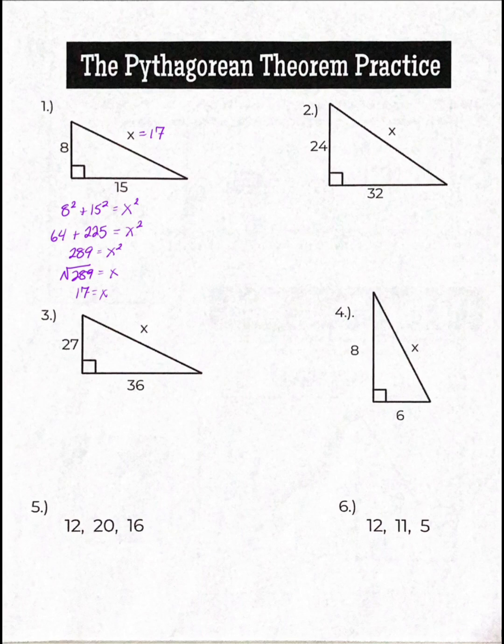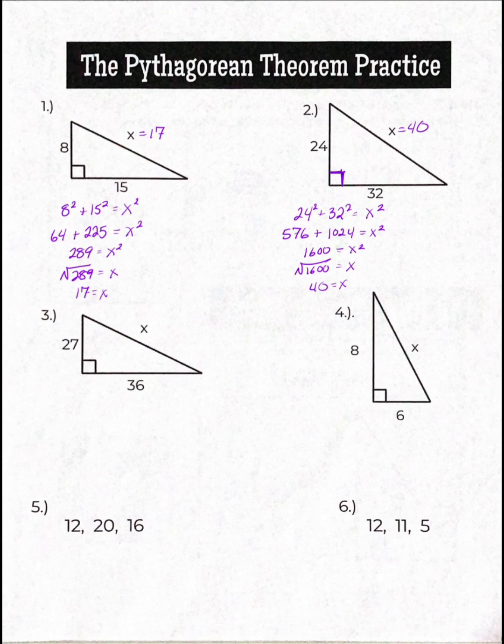Number 2 over here, again, this square tells me it's a right triangle, leg and leg, so 24 squared plus 32 squared equals x squared. 24 squared is 576 plus 32 squared is 1024 equals x squared. Add those together to get 1600 equals x squared. We'll do the square root of 1600 to figure out what x equals, and the square root of 1600 is 40. So this x up here on number 2 equals 40.